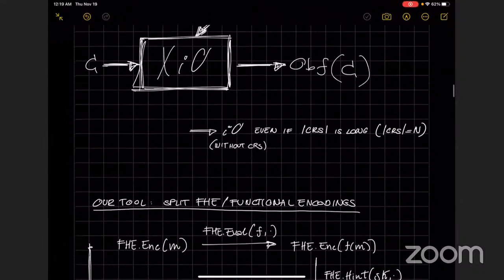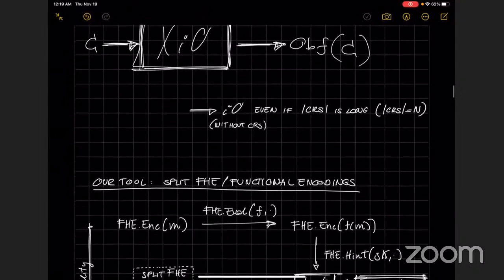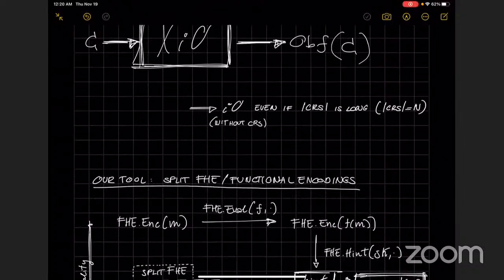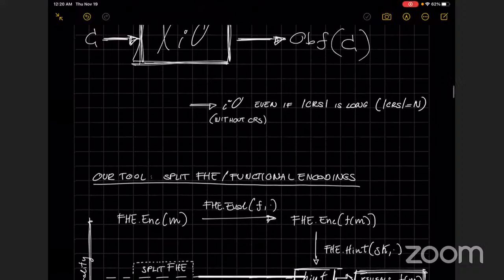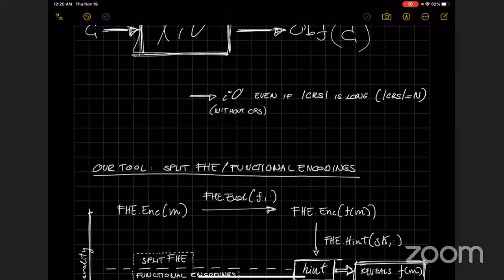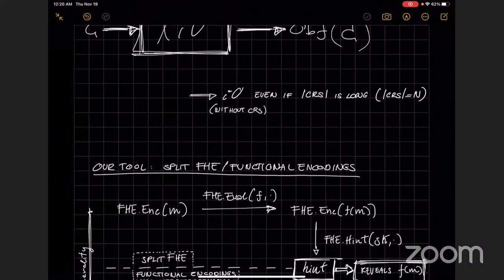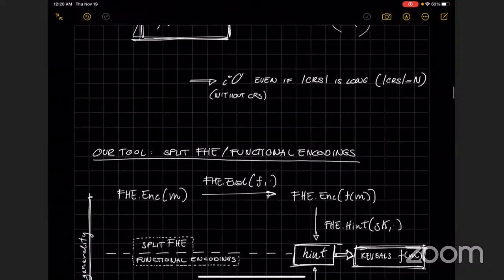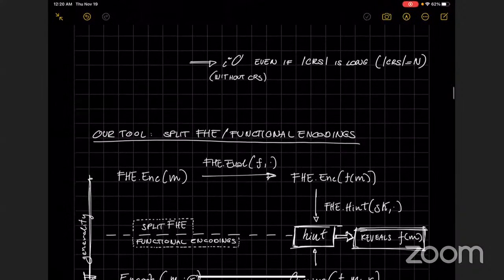First, I'm going to explain what split fully homomorphic encryption looks like. A split fully homomorphic encryption scheme is just a normal fully homomorphic encryption scheme where I can encrypt a message M and homomorphically evaluate a function F over the encrypted data. Once I obtain my evaluated ciphertext encrypting F of M, the output of the function over the input M, I can call an additional algorithm, called the hinting algorithm, which takes as input the secret key and a certain ciphertext, and computes a hint for F of M. The hint allows me to recover the full F of M from that specific ciphertext, even if I don't have the secret key. So this is a split fully homomorphic encryption scheme. I'm going to get to the properties later, but now I want to show what functional encodings are.